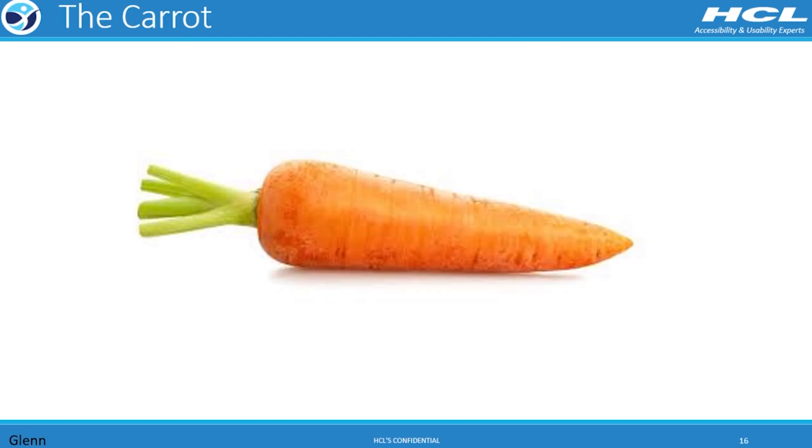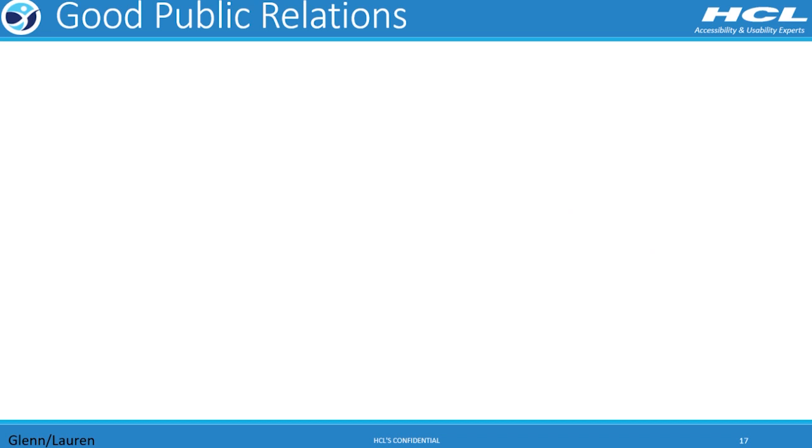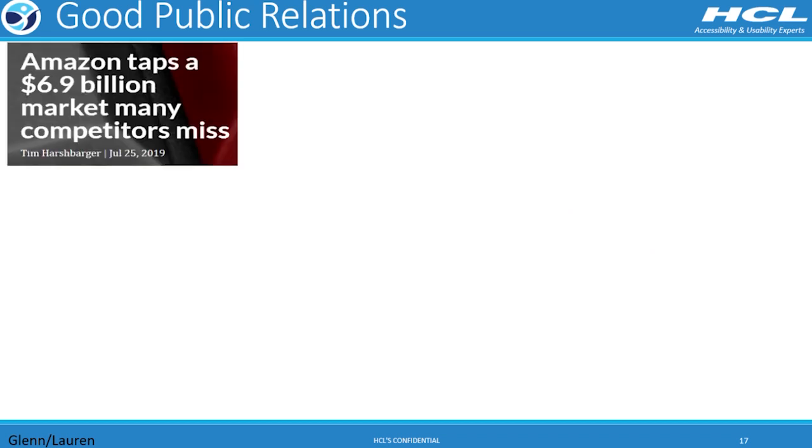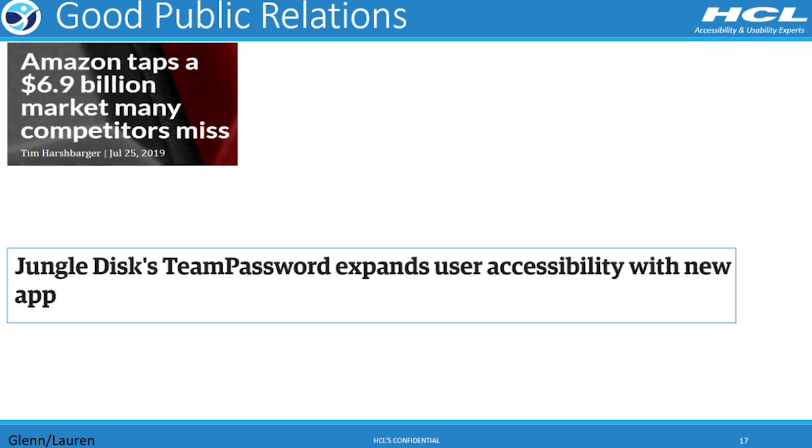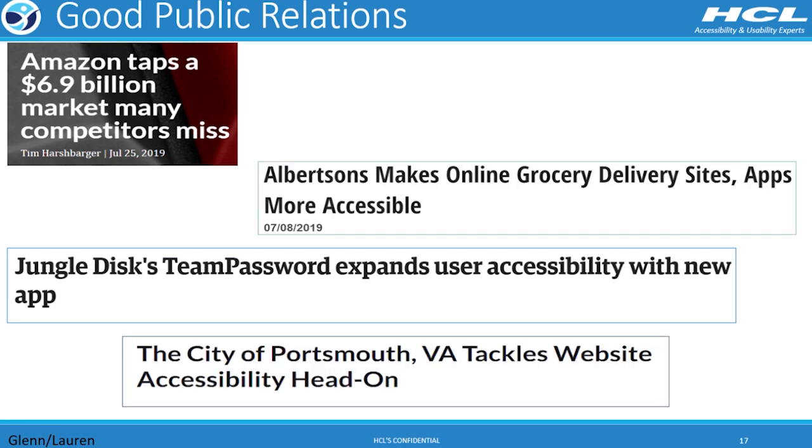So then after you've been hit with a stick that's made you move along to accessibility, there's a good side to it. There's the carrot. And I just want to put in a quick note for my friend Lauren. I was going to put a cupcake there, but it went with a carrot. That's a side note. You don't have to worry about that. The good public relations. Whoops, went too far.